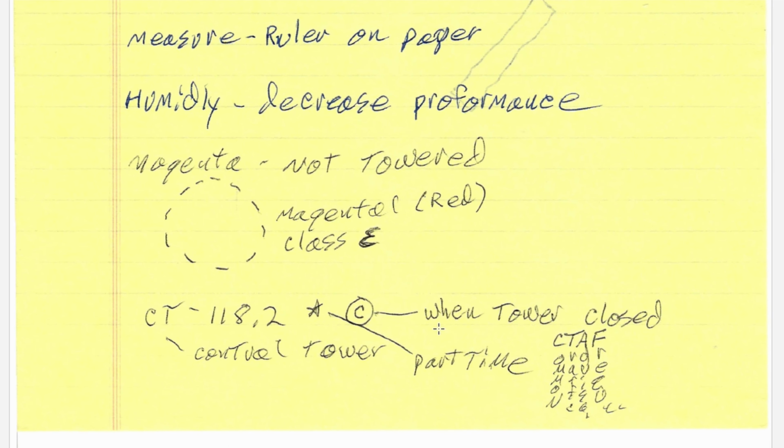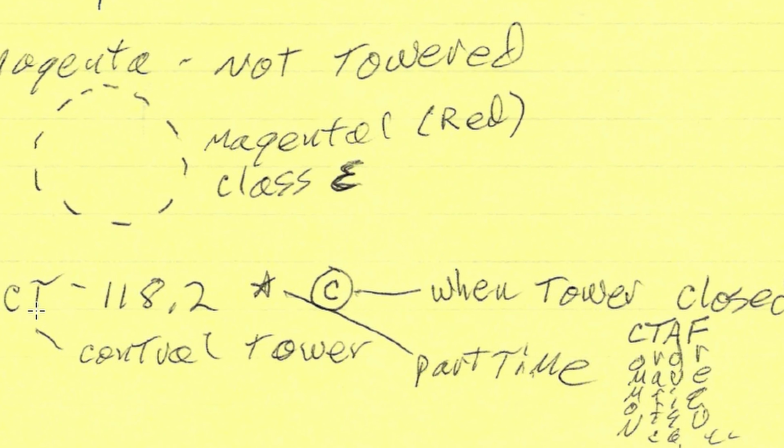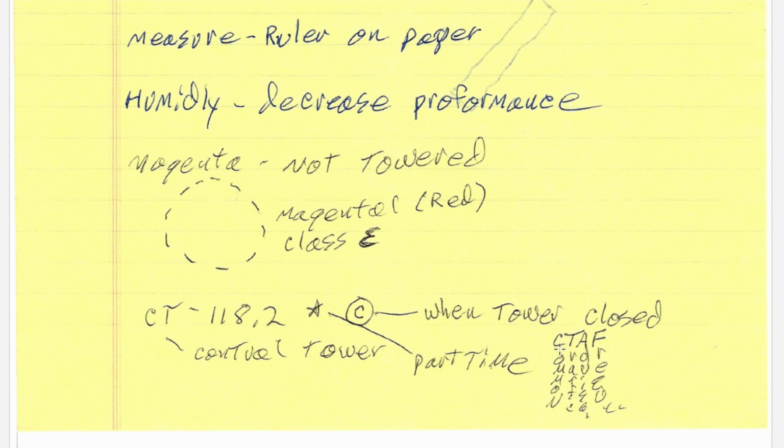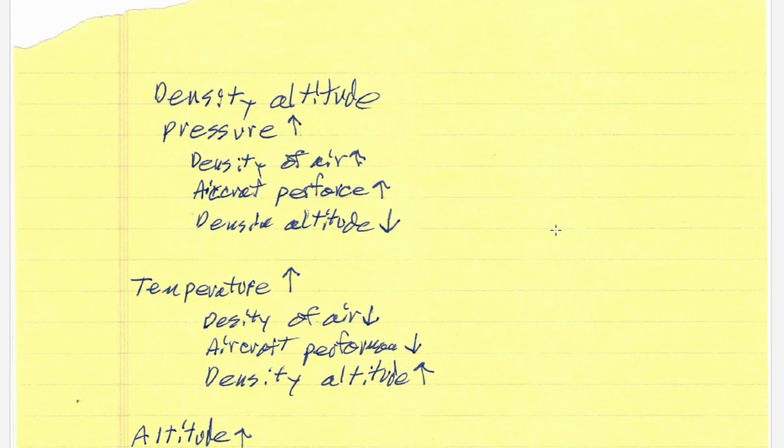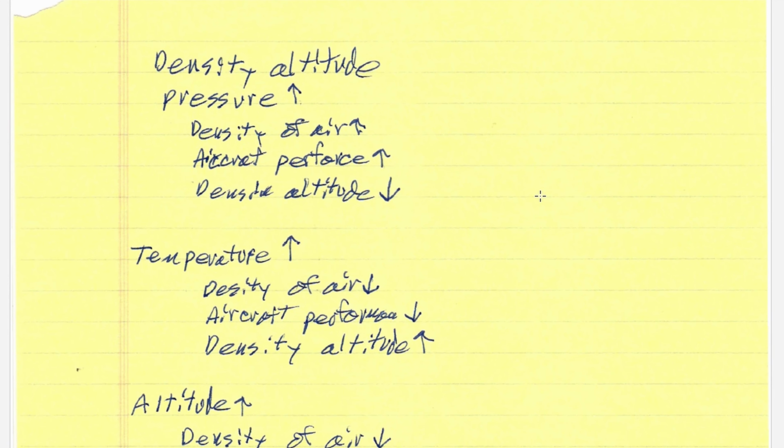Okay, when you look at the airports on the sectional, they have this. You need to know what all this means. Control tower, what frequency? That means it's part-time when the tower's closed. Your CTAF is your common traffic advisory frequency. I'm not going to go over this, but you need to know it, it's mainly common sense.